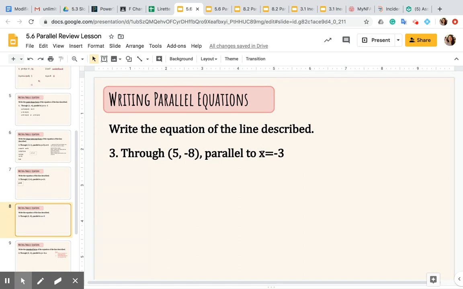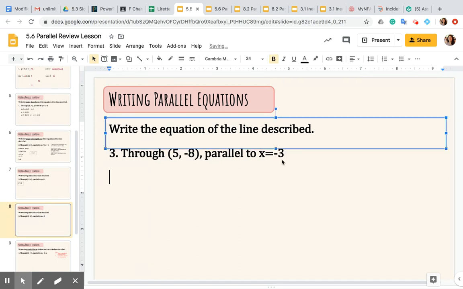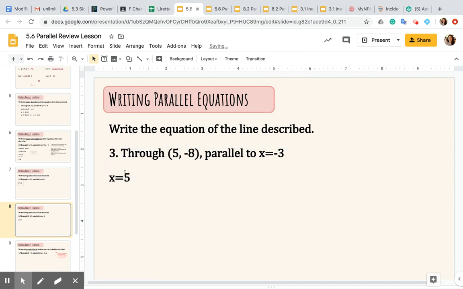Same thing for x equals a number. This is a vertical line. This is going to be parallel to another vertical line. So if I give you x equals a number, you give me x equals the x value from that point. Done. These two lines are parallel. They're both vertical lines. They're never going to intersect.